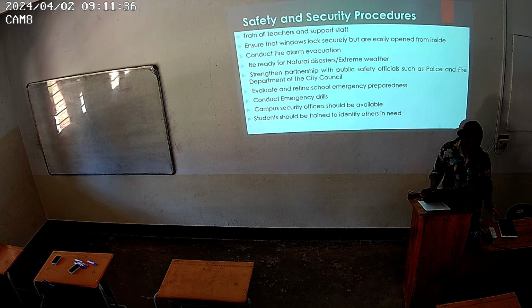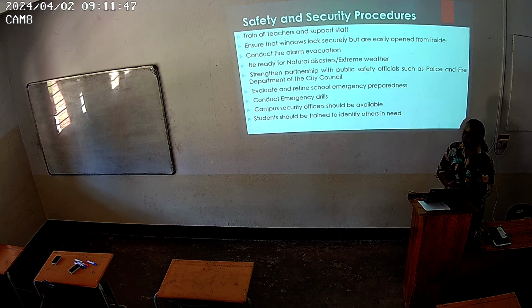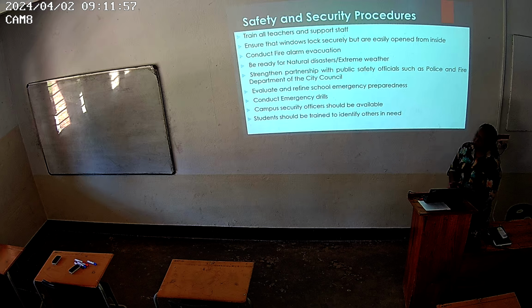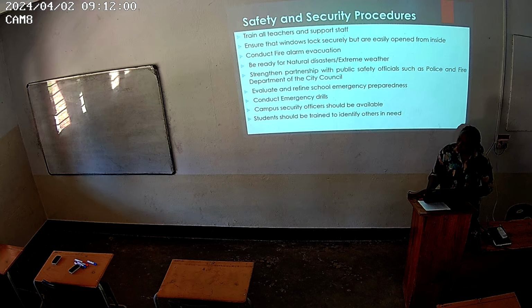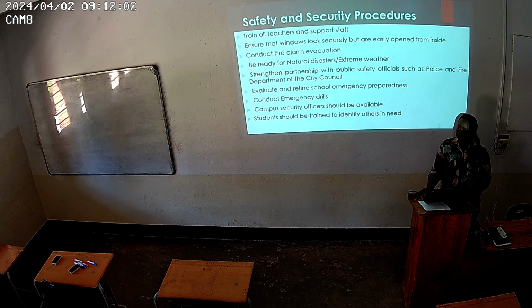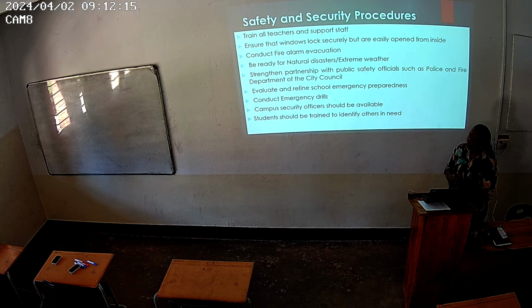So we're looking at the sectors that we discussed, some of the things that the school can do in order to keep the environment safe. We started with training teachers and support staff, making sure that we train them, and the training has to be regular, not just once, just to keep up with what is happening in the school. Ensure that windows lock securely but are able to open from the inside. We make sure that the window is locked but it can also be opened from the inside.